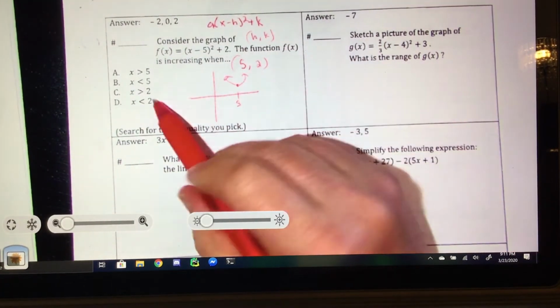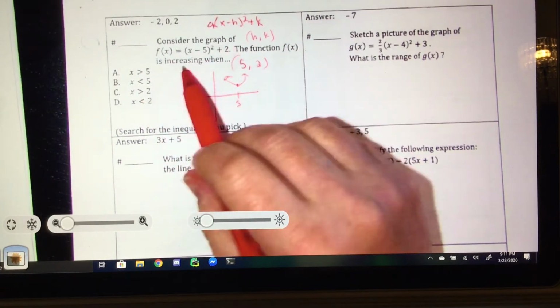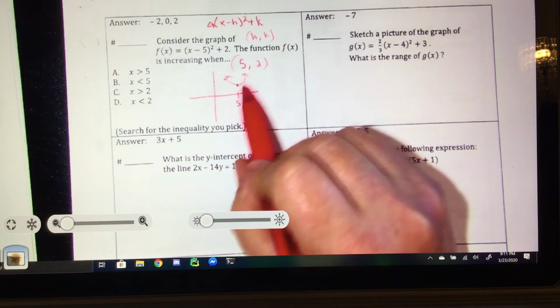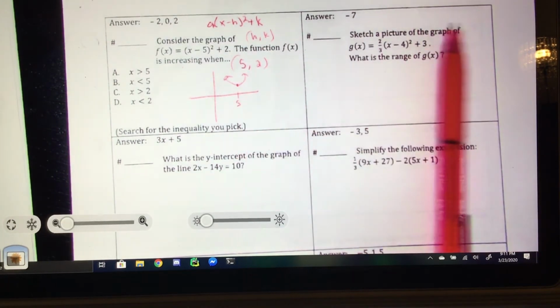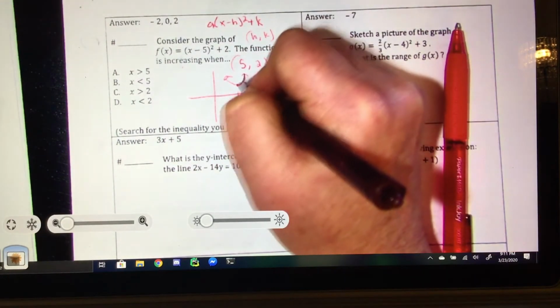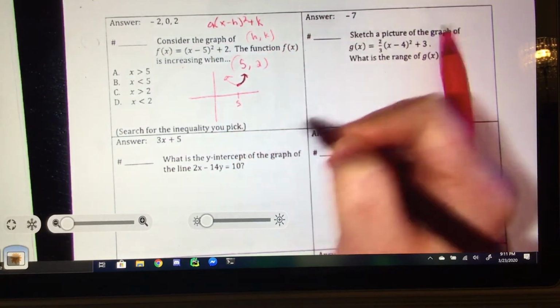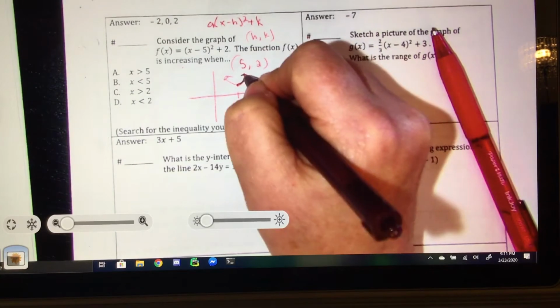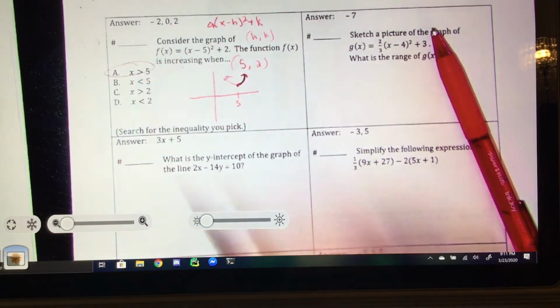So when is the graph increasing? Well, it's increasing on this side right here. This part, I'll even darken it in brown, nice chocolate brown, which doesn't really look too chocolatey over the red. But yeah, your answer for this one's A.